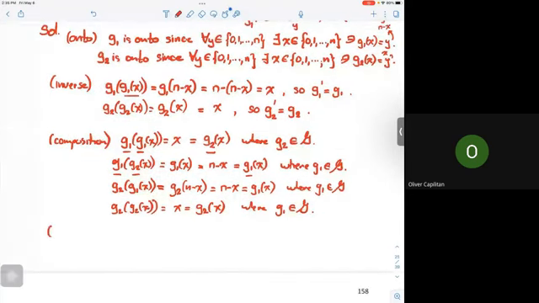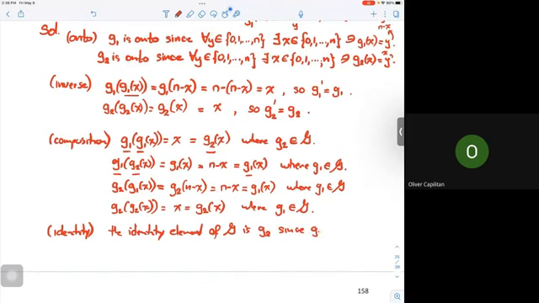What about the identity? Identity property. So yung identity property for this, sabihin natin the identity element of our script G here is G2, since we know that G2 of X is equal to X. So yung G2 element ng script G. Therefore, script G is a group of transformations.